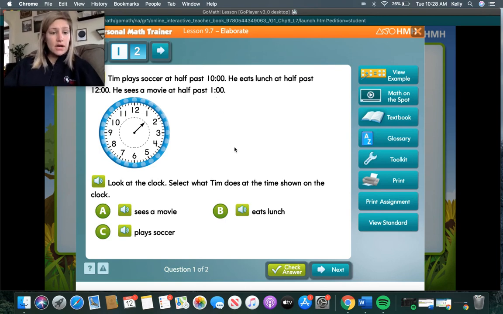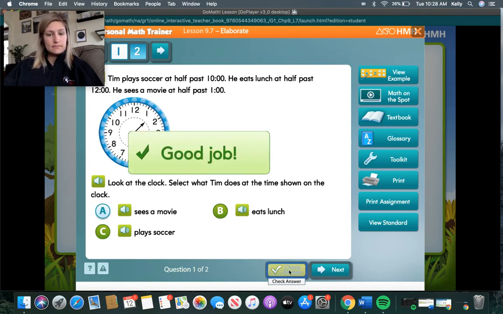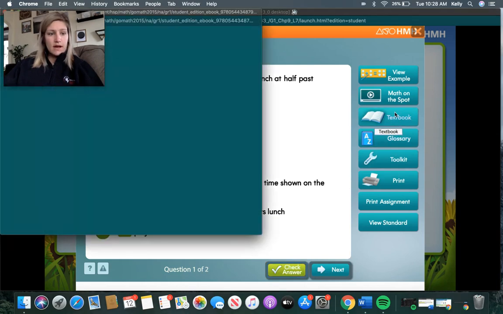So remember, you guys, we're going to look and see what numbers the hour hand is pointing between to help us figure it out. Okay, so let's look at the clock first. I see it pointing between the 1 and the 2. So that means this is showing a time 1:30. Okay? So let's see, what does he do at 1:30? He sees a movie at 1:30. So let's select sees a movie and check our answer. Good job!